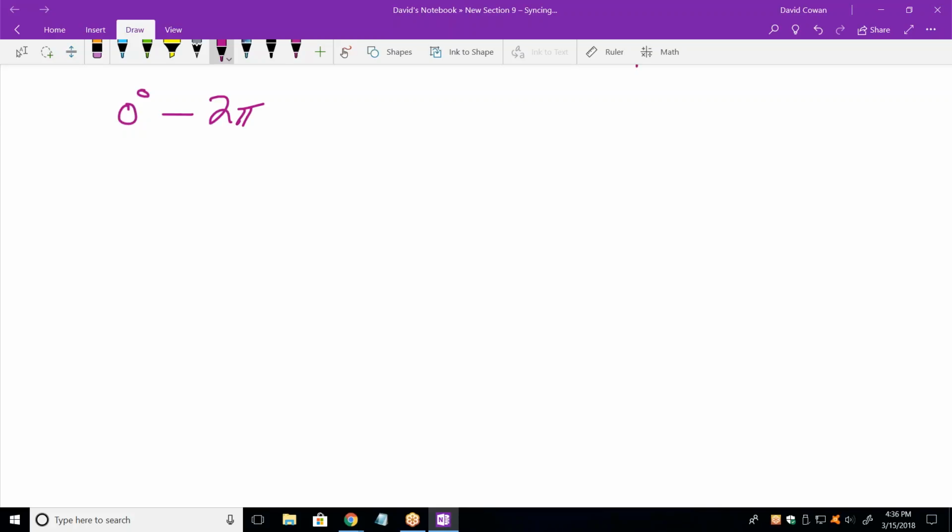For each of the given rectangular coordinates: 2, 5; negative 2, 5; negative 1, negative 1. Should we just do one at a time? Yeah, okay, let's just do it one at a time.